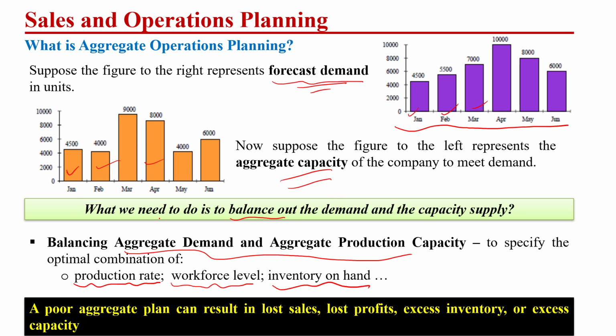Remember, as we have discussed earlier, that if our aggregate production plan is good, we would be able to develop the appropriate master production schedule and material requirement planning. If our aggregate production plan does not strike the appropriate trade-off between demand and supply, then the master production schedule and material requirement planning will definitely be poor, and there are other disadvantages such as loss of sale, loss of profit, and excess inventory.